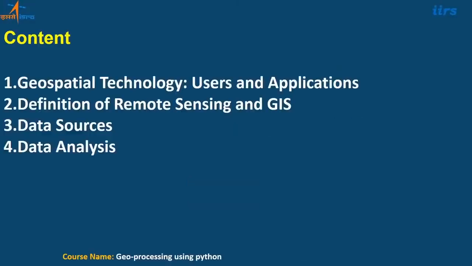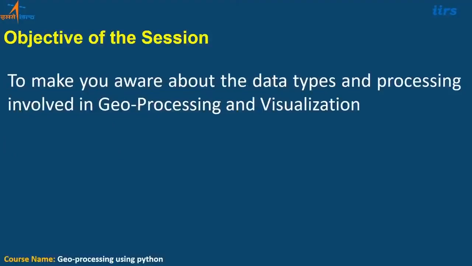So if the content is geospatial technology, who are the users and what are the various applications inherent with this geospatial technology? Definition of remote sensing and GIS, data sources and data analysis part. The objective of this session is to make you aware of the data types and the processing involved in geoprocessing and visualization. The basic objective is to make you understand the data types.